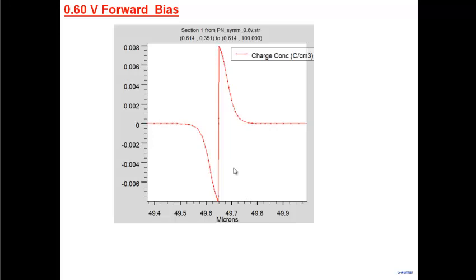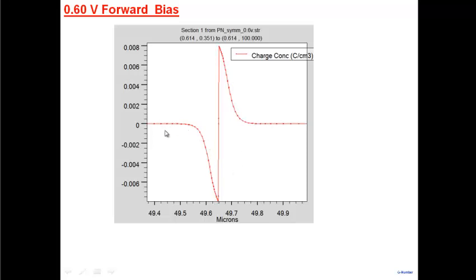Look at a case where I've applied 0.6 volt forward bias to my PN junction, right? And look at what the charge looks like. These are from a simulator. It shows how the charge in the space charge region looks. Can you see it? You can't see a constant region at all. There's no constant region here. The charge is going like this, and the charge is going like this.